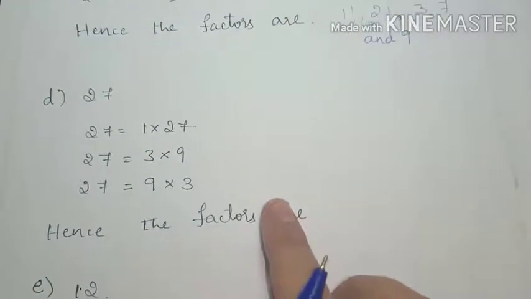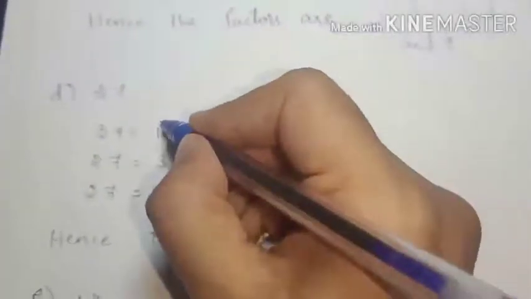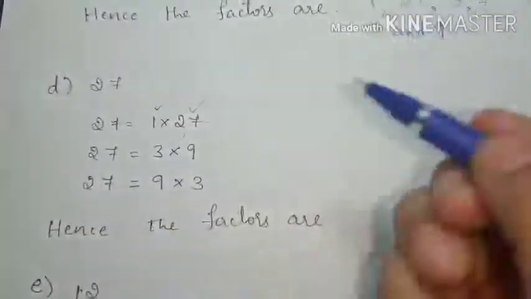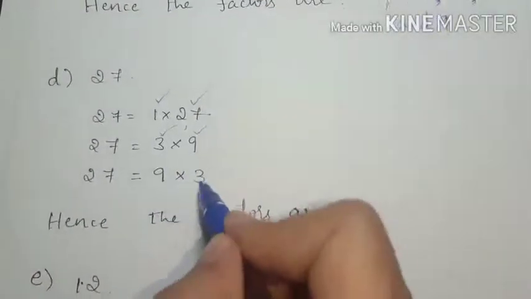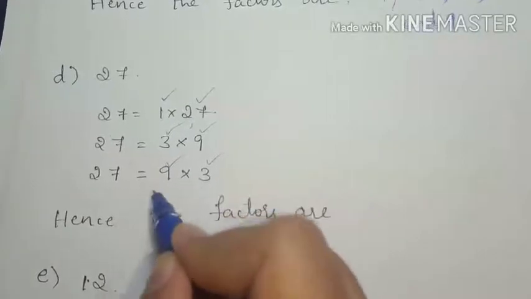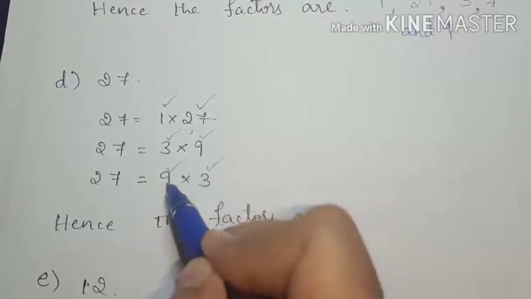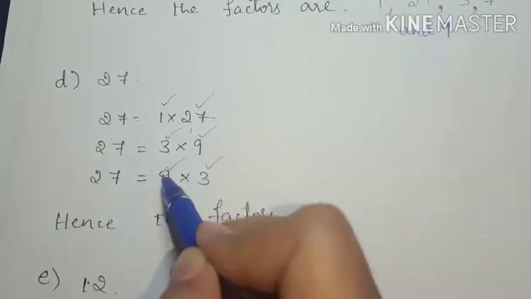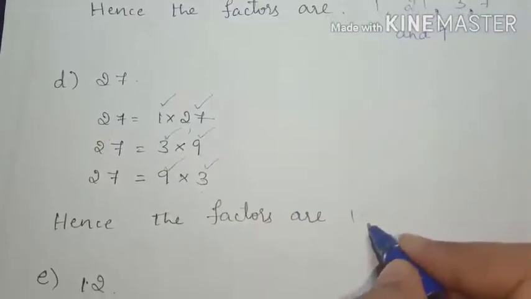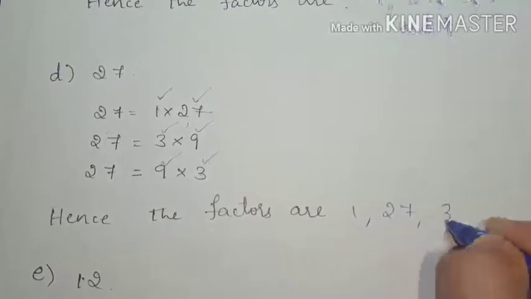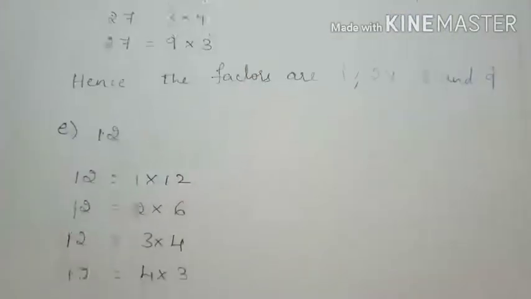Let us see the question D. 27. 1 into 27 is 27, hence 1 and 27 are the factors. 3 9s are 27, 3 and 9 are the factors. 9 3s are 27, hence 9 and 3 are the factors. Since the numbers 3 and 9 are repeated, just stop here. The factors are 1, 27, 3 and 9.